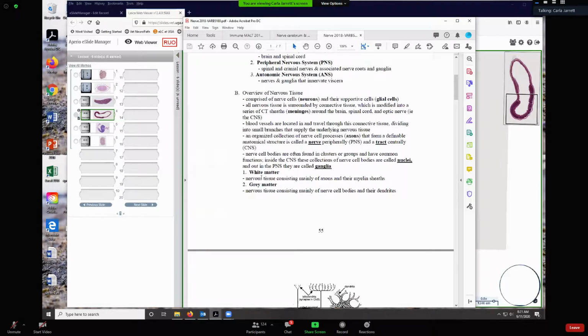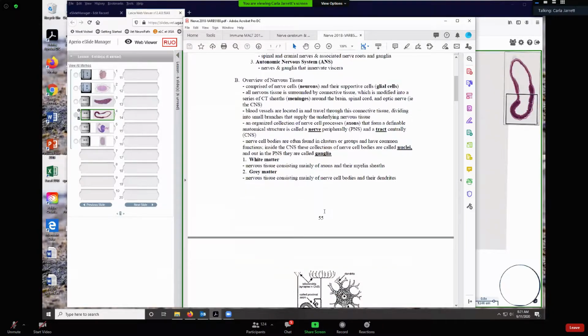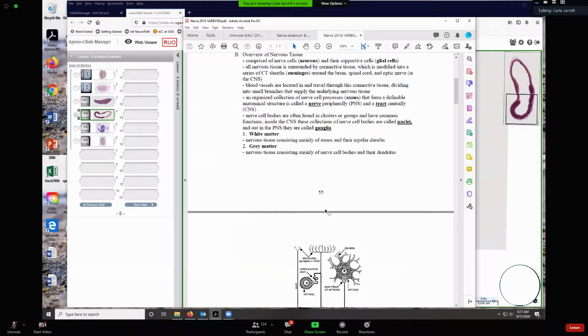Right now, we want you to think about white matter and gray matter. We want you to know that in the central nervous system, the white matter is deep and the gray matter is superficial. And the gray matter is what we call the cortex.